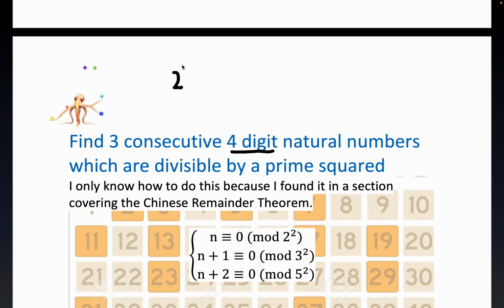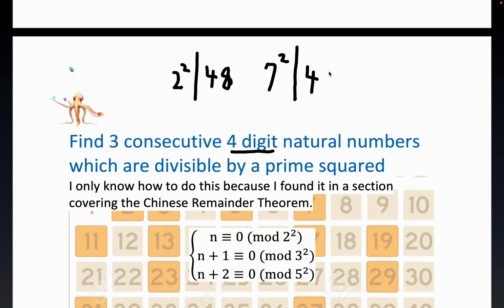2 squared divides, you guys seen this vertical bar, divides 48. 4 times 12 is equal to 48. And of course, the next, whoops, that's a 48. And also 7 squared clearly divides 49 since it's equal to 49. Notice these are consecutive so far. And you guessed it, 5 squared divides 50.